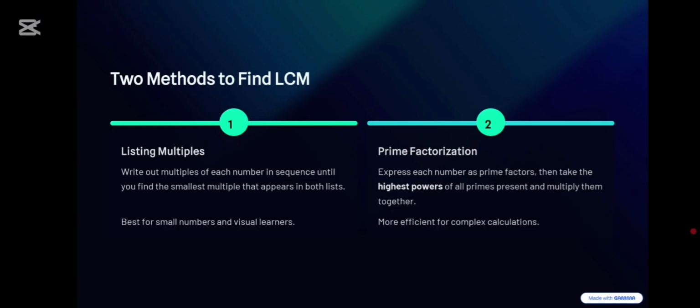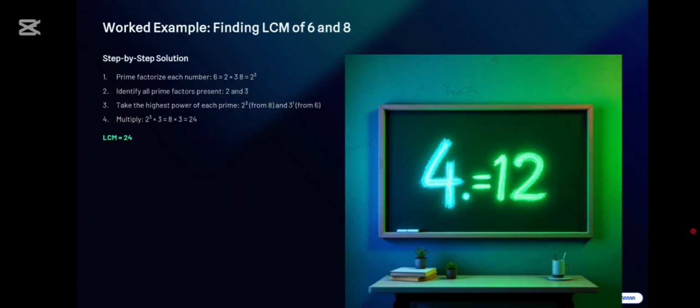We can also use two methods, just like finding the highest common factor. We can use the listing method, where we list the multiples, then find the lowest number which appears in both lists. Or we use the prime factorization, where we express each number as a product of prime factors, then take the highest powers of all the primes present, then multiply them together. This is more efficient for complex calculations. All right, let's look at the example we have there.